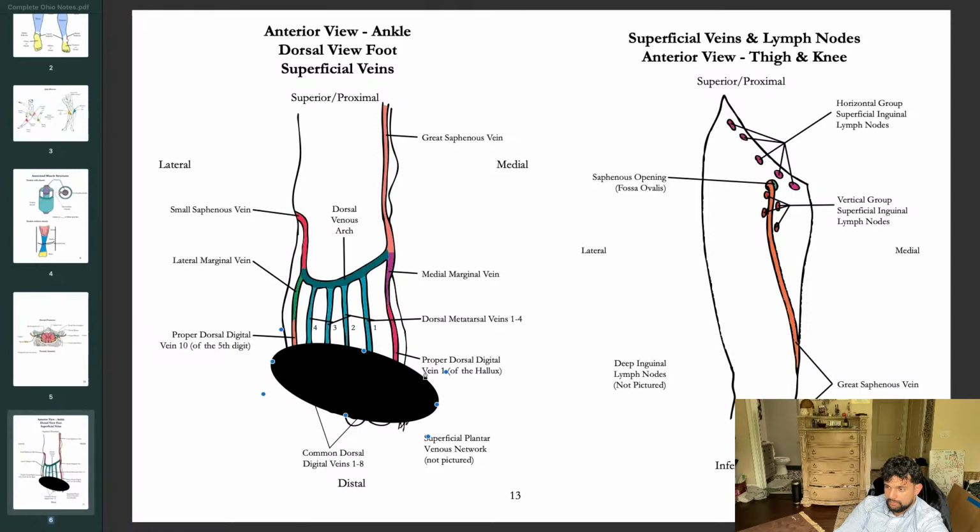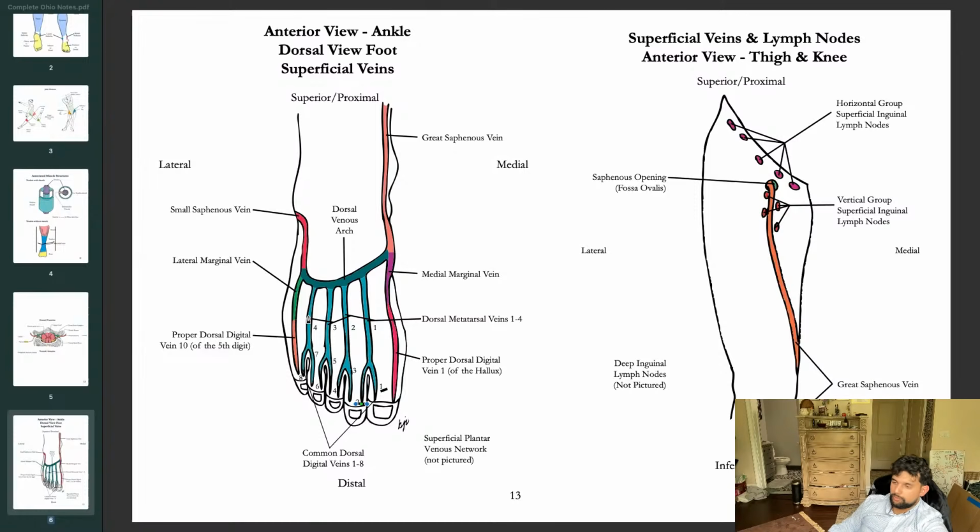So yeah, you have this right here. You have vein 2, vein 3, you get the point. Lateral marginal vein, you see how it goes posteriorly. So you see how this vein is going to go posterior to the lateral malleolus. It's actually situated not just posteriorly, but inferiorly to the lateral malleolus.